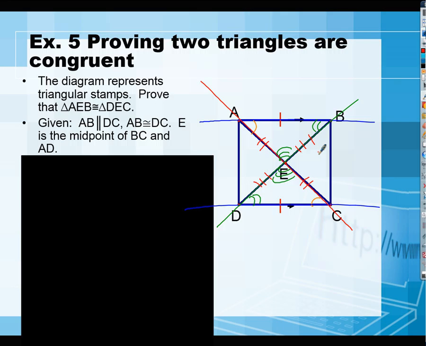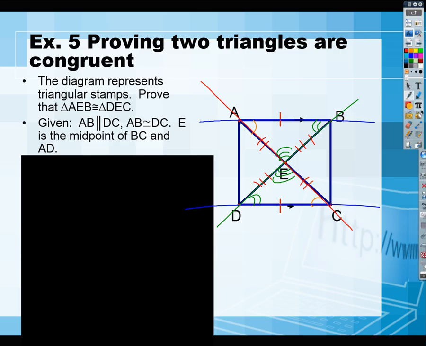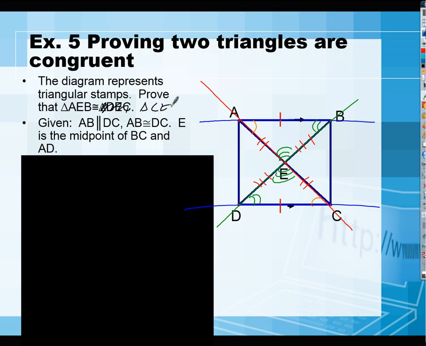What would our final statement be then? Triangle what is congruent to what? Okay, so AEB, A would have to go with C, E goes with E, and D goes with B, right? Well, they got that wrong, didn't they? They didn't write that statement down correctly. Everybody see that? That should be triangle CED, shouldn't it?